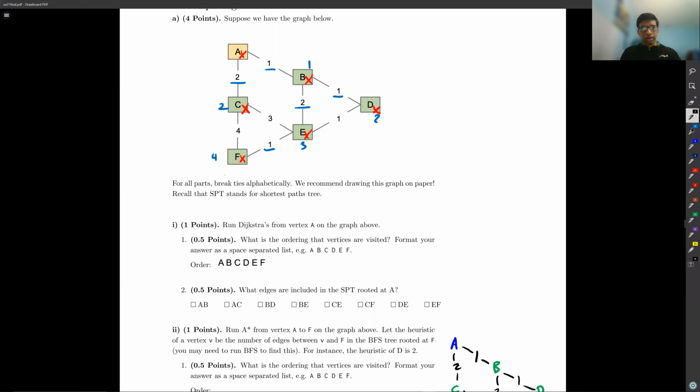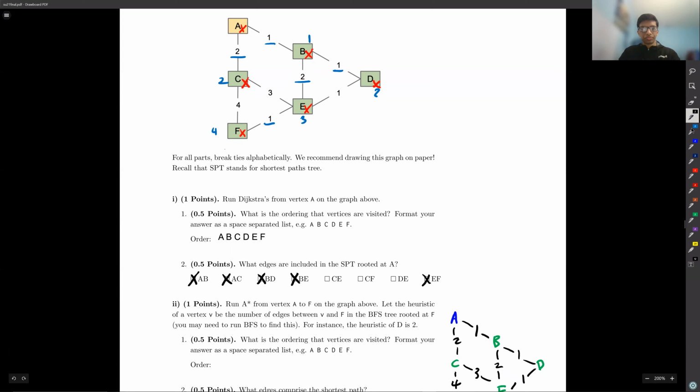So if we have 1, 2, 3, 4, 5, 6 vertices, we should have 5 edges. And in this case, we have 1, 2, 3, 4, 5 edges underlined. So I'll go ahead and mark them. We have both the edges from A. We also have the edge BD and BE. And then we also have the edge EF. Those are our 5 edges.